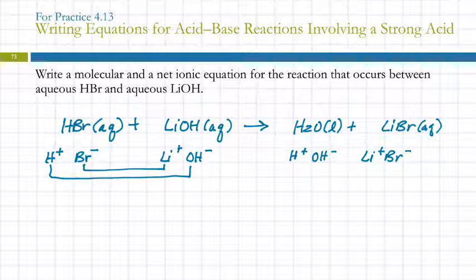And then we need to make sure that this is a balanced chemical equation. Here's a bromine, there's a bromine, here's a lithium, there's a lithium, there's hydrogens all over the place. There's 2 hydrogens here and 2 there, 1 oxygen and 1 oxygen. This is my balanced chemical equation. This is the molecular equation. So we could refer to this as the ME, molecular equation.